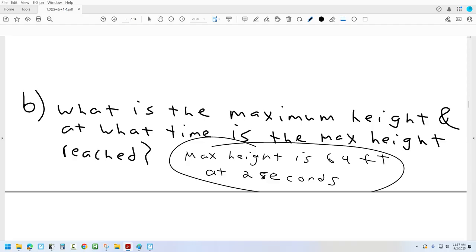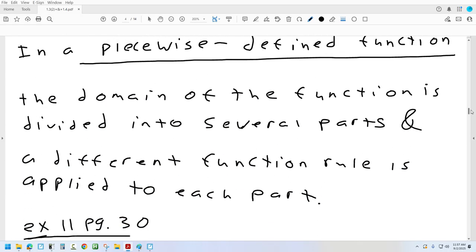Okay, so maximum is another feature we use on the calculator quite a bit. Any question before we look at the last thing? Okay. So the last thing is called a piecewise defined function. It's just a fancy way of saying graph two things at the same time. That's all it is.